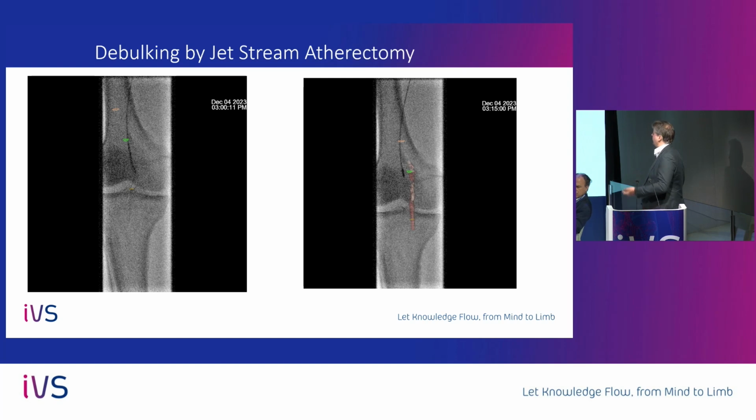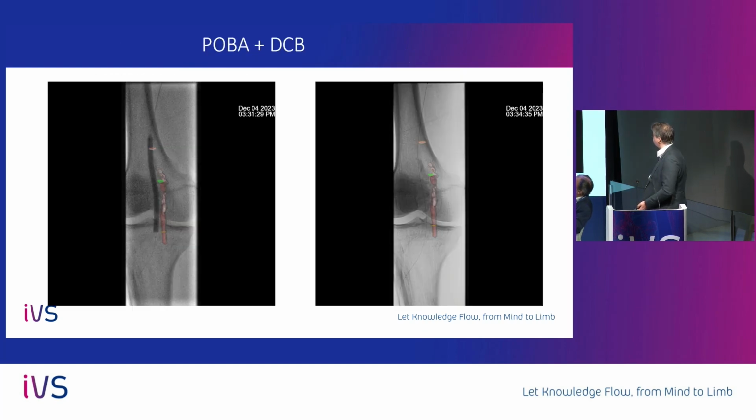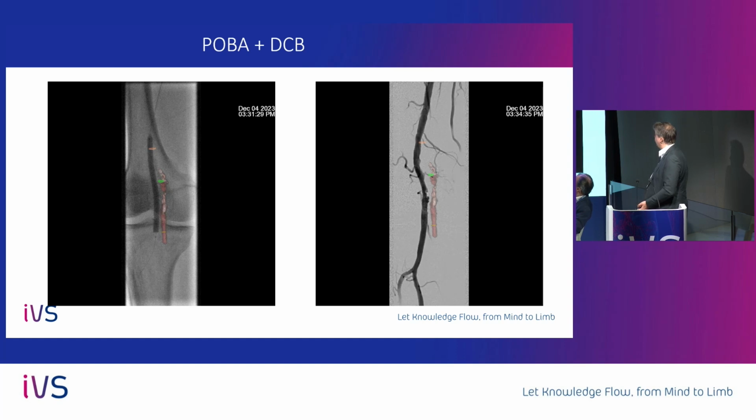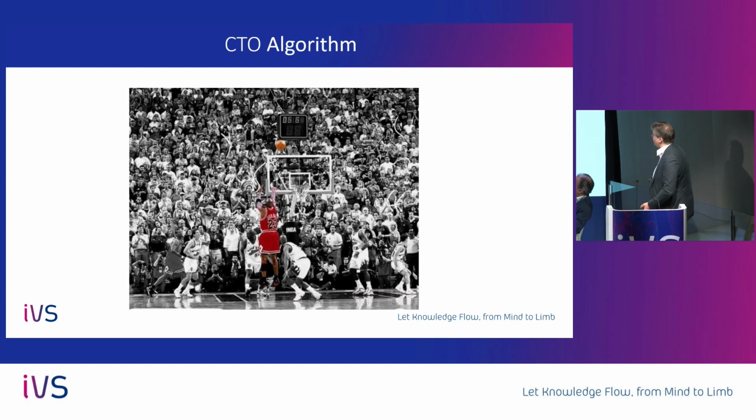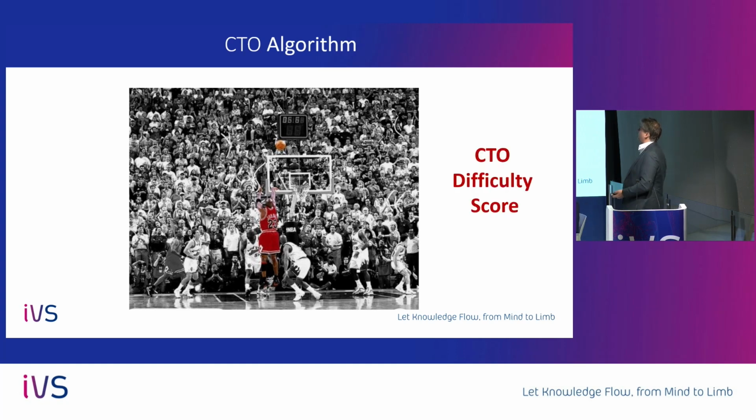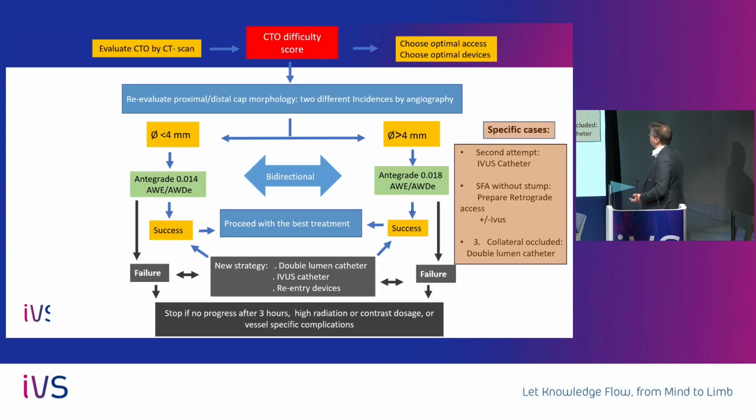At the end, we move with the buccal system, POBA, atherectomy, and this is the final result. Little imaging, what is dissection, calcification, maybe I created, but the flow was good. I do another angio, and this is a post-operative CT scan. Pre, post. The result is good. And now, I can explain how could be the algorithm, and it will be my conclusion.